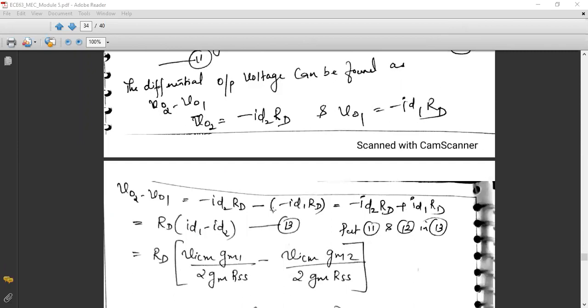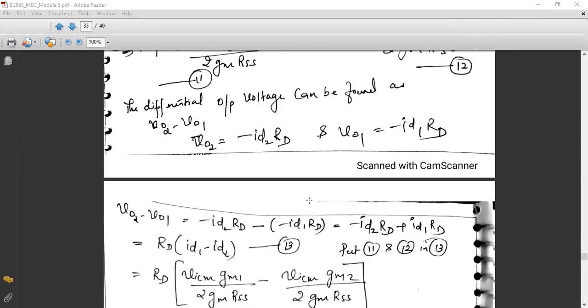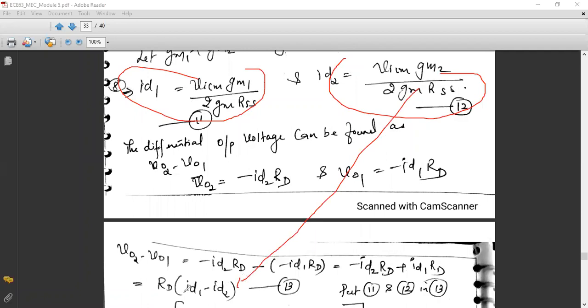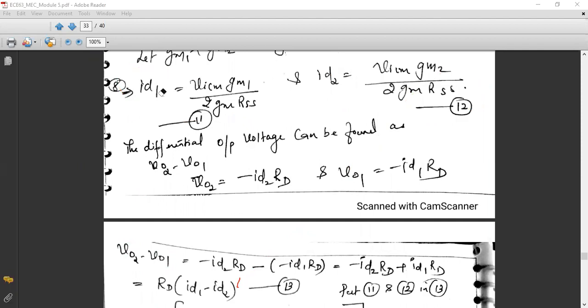And if you see this equation number 13, you have ID1 and ID2, right? And already we have computed the equation for ID1 and ID2 as per 11 and 12. Substitute 11 and 12 in 13 so that I will get an equation in terms of input VICM. Why are you doing like that? Because I need to compute the gain. Gain is nothing but the output by input. Output is VO2 minus VO1. Input is VICM. So I need to replace the current in terms of input voltage. So for that only, I'm going to replace ID1 and ID2 in terms of VICM. Is that clear, students?